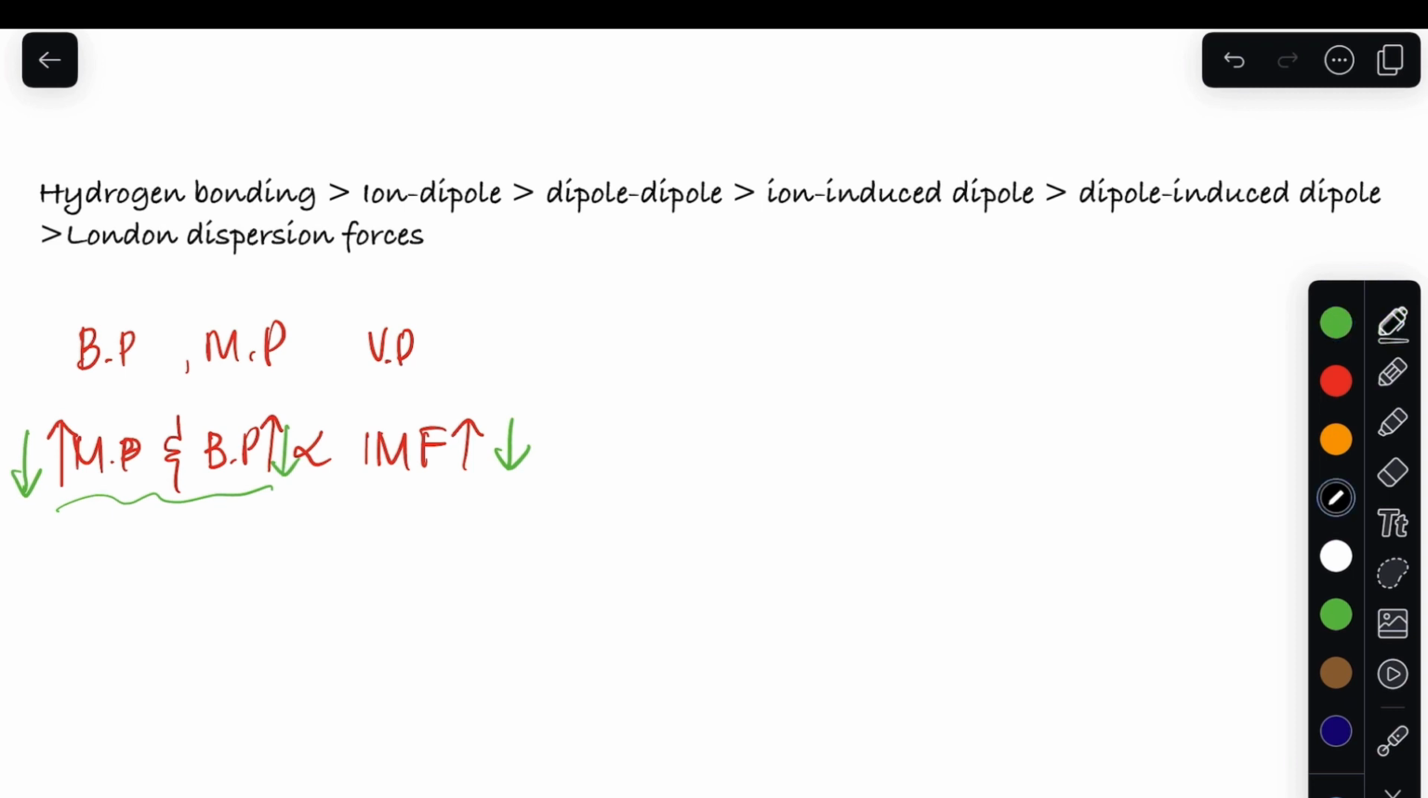Now, let's go to vapor pressure. Guys, you must know the definitions according to the exam guideline. The vapor pressure is inversely proportional to the intermolecular force. So the substance with the greatest intermolecular force will have the lowest vapor pressure, and the substance with the lowest intermolecular force will have a high vapor pressure. That's very important, guys, to differentiate.